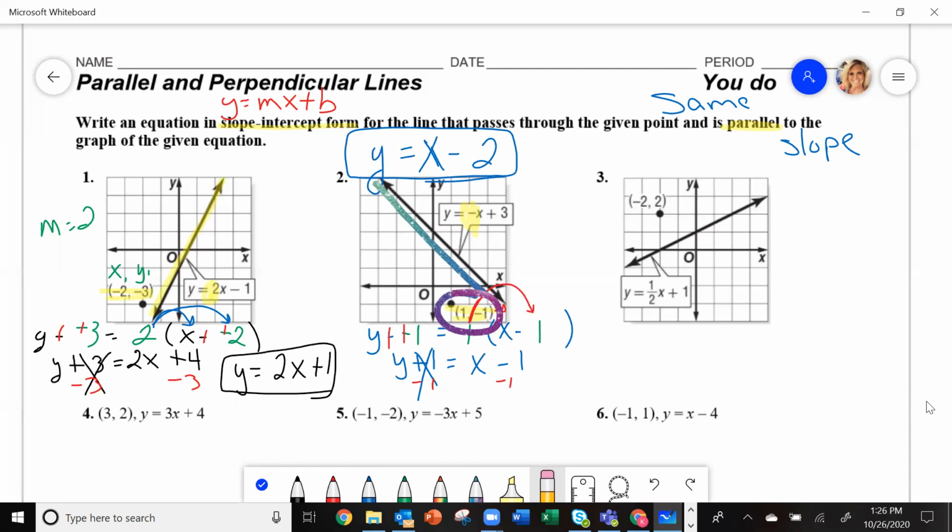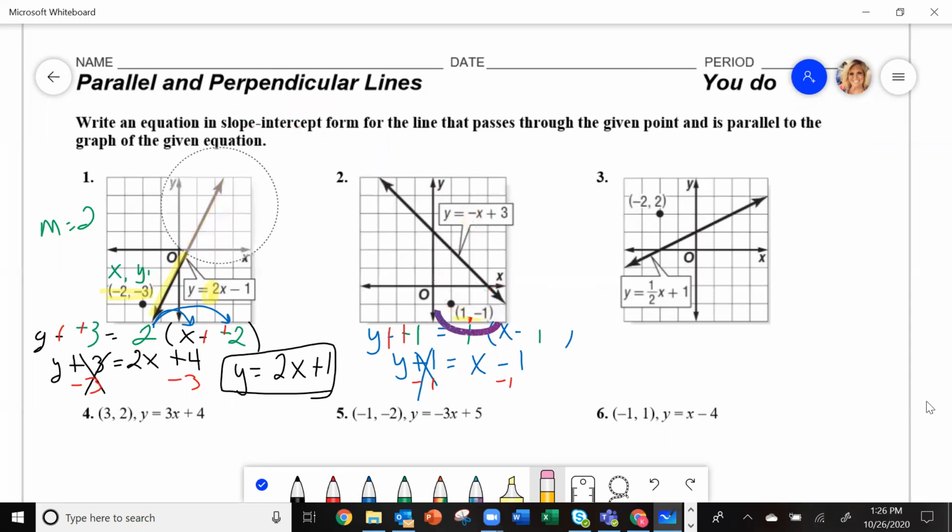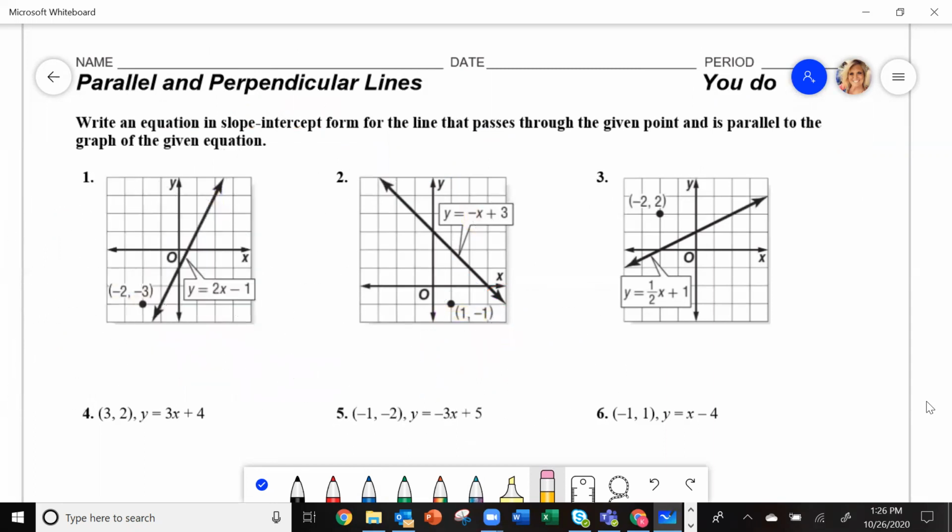Let me erase some of this, and I'm going to do number 3 so it doesn't look so cluttered. Here is my slope. So I have y minus y1 equals m times x minus x1. x1 and y1 is up there. My m, my slope, is going to be 1/2. My x1 is going to be -2. My y1 is going to be 2.